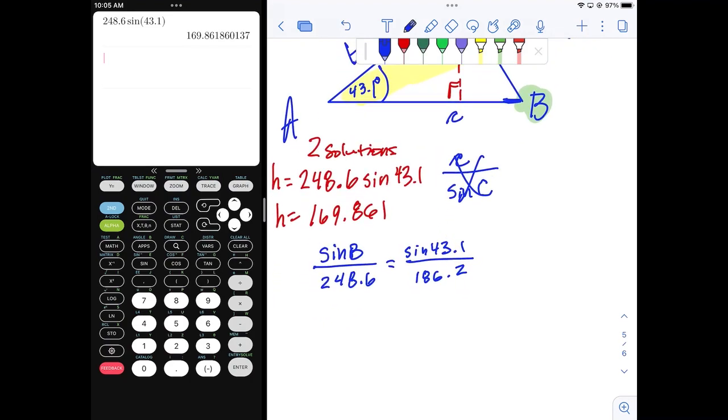Now to solve for sine of B, first we have to multiply both sides. So we get 248.6 sine of 43.1. It's going to be a little bit of writing.